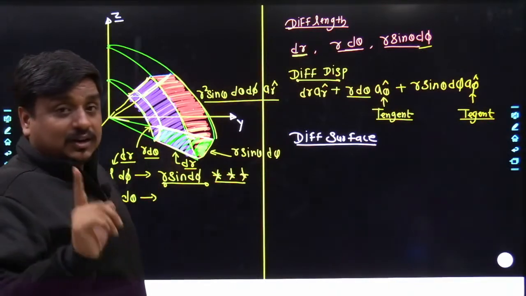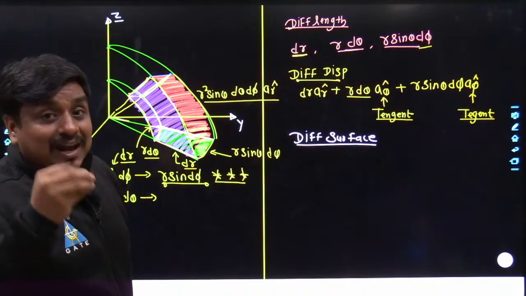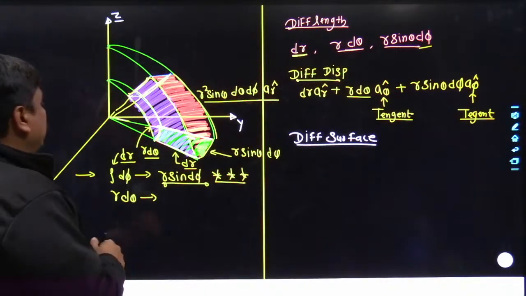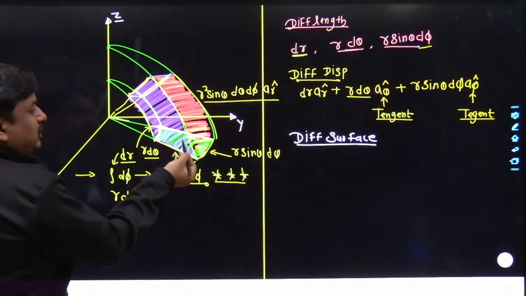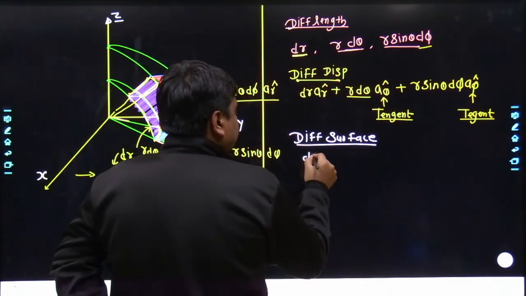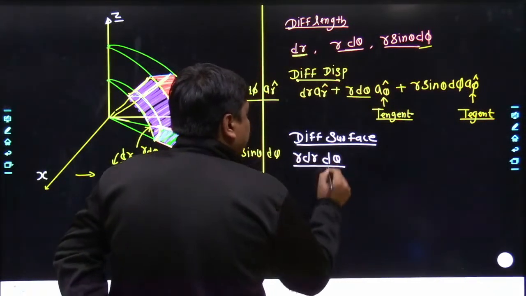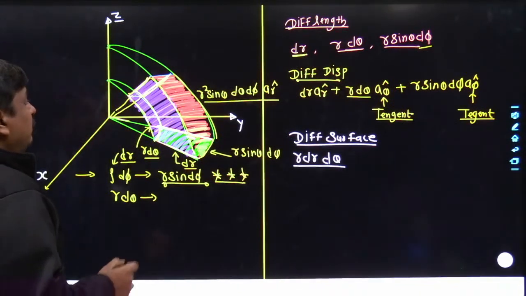It's a type of rectangle. And may I know what used to be the area of the rectangle? The area of the rectangle is nothing but length into breadth, length into height, whatever you can say. So here you can take this as a length, and here you can take this as a width. So the differential surface we get is simply going to be dr, r can be taken outside, it becomes r dr d theta.